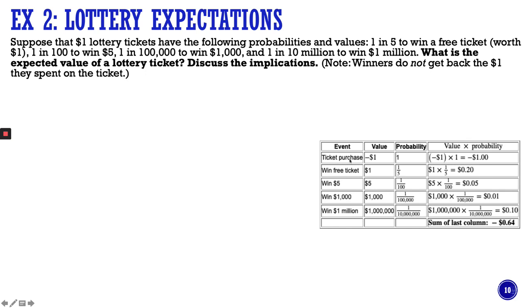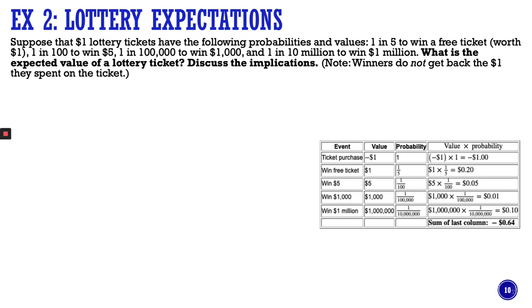So here's our event. We purchased the ticket, which has a negative dollar value. The probability is 1 because everybody who purchases a ticket pays that dollar. So negative $1 times 1 is equal to negative $1 for their value times their probability. If you won a free ticket, you get $1. The probability is 1 out of 5. So $1 times 1 out of 5 equals 20 cents. To win $5, it's got a value of $5. The probability is 1 out of 100. So we get a nickel.